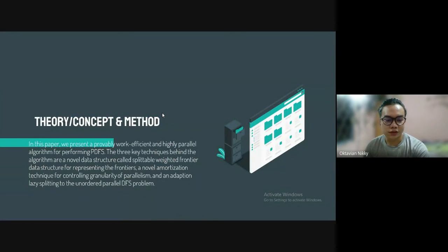And for the theory, concept, and method, in this paper, we present a provably work-efficient and highly parallel algorithm for performing PDFS. The three key techniques behind the algorithm are a novel data structure called splittable by frontier, a data structure for representing the frontiers, a novel amortization technique for controlling granularity of parallelism, and an adaptation of lazy splitting to the unordered parallel DFS problem.